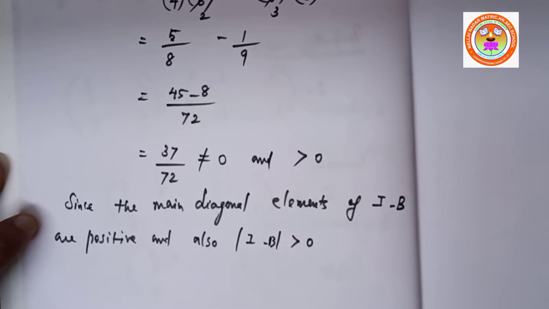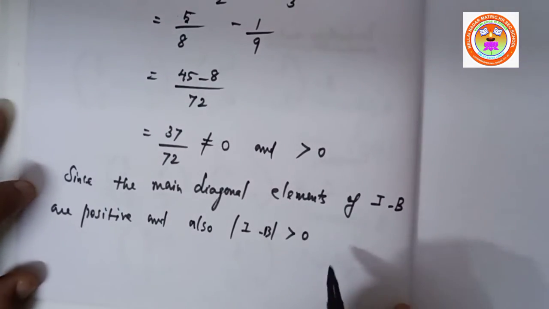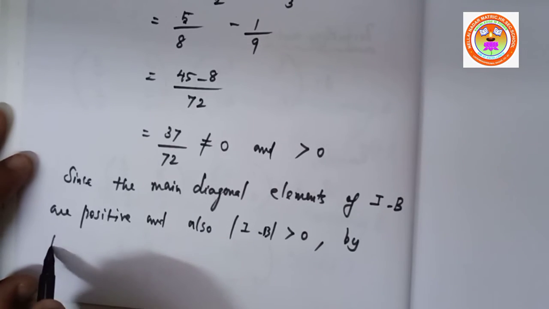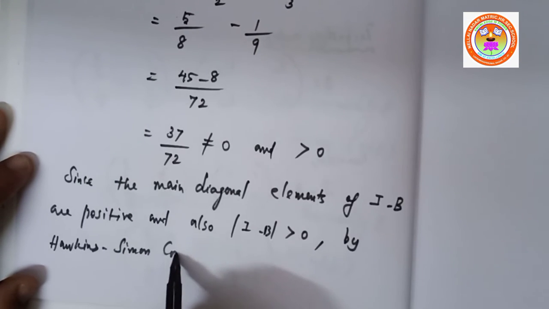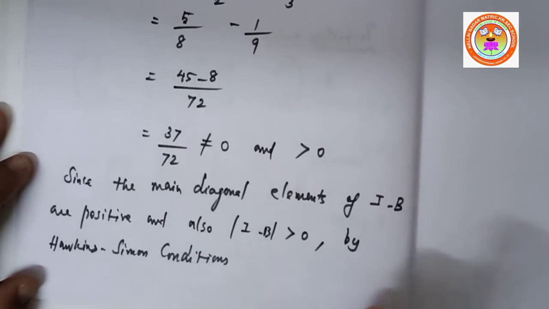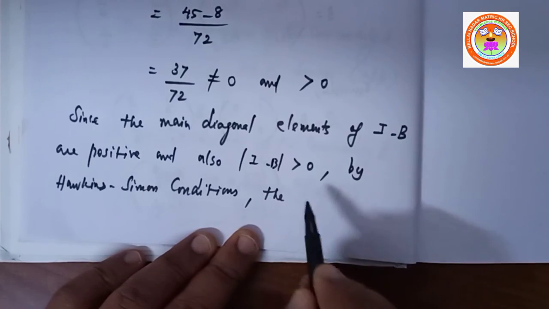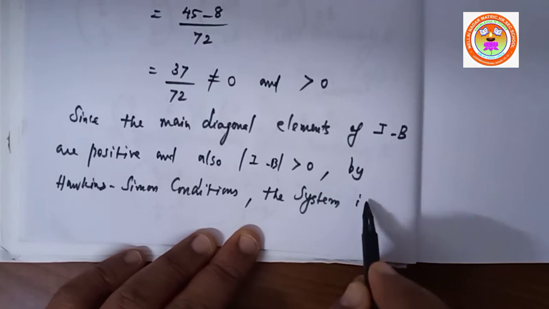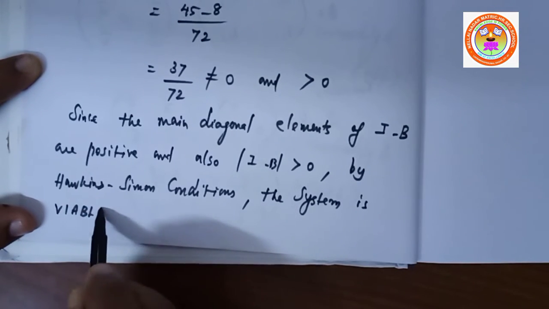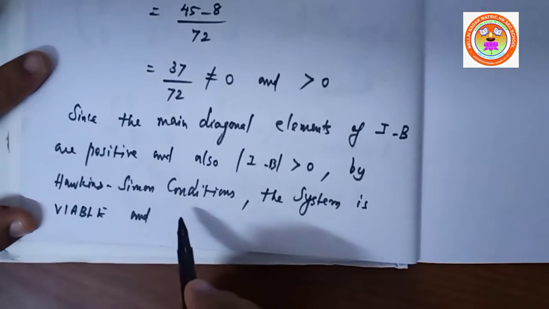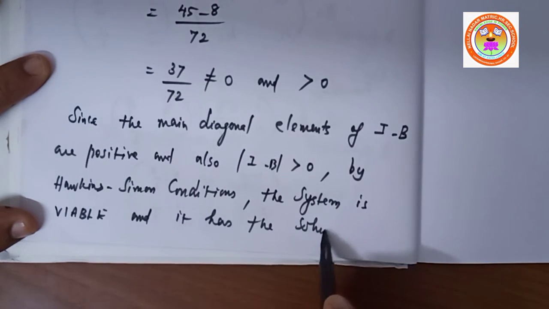So according to the Hawkins-Simons conditions, the system is viable and the system has the solution. By Hawkins-Simons conditions, the system is viable, and it has the solution.